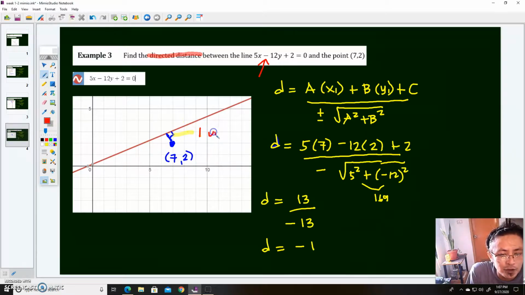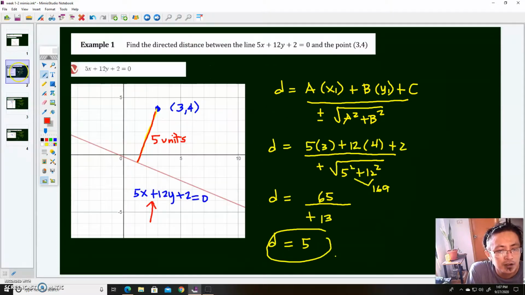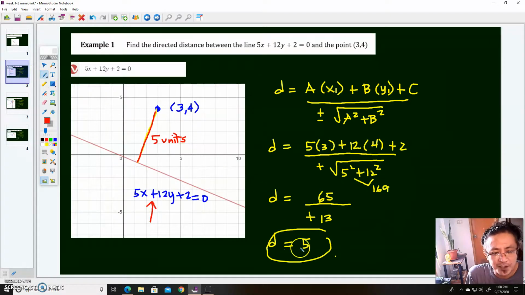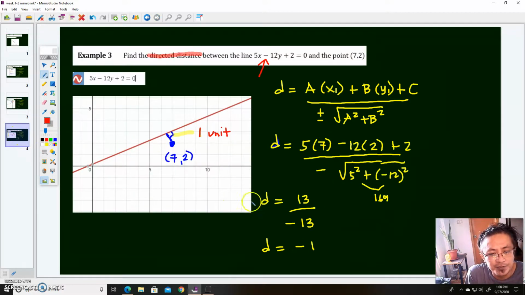This is 1 unit. How far? It's 1 unit long. In the previous problem, the point is 2 units away from the line. In the first one, the point is 5 units away from the line. In our last example, we got a negative directed distance, but if you're asked just the distance, it's just 1 unit away from the line. Now, very important, you will get a positive directed distance if the point is above the line. See, in the second example, the point is also above the line. But in our last example, the point is below the line. That's what the directed distance means.